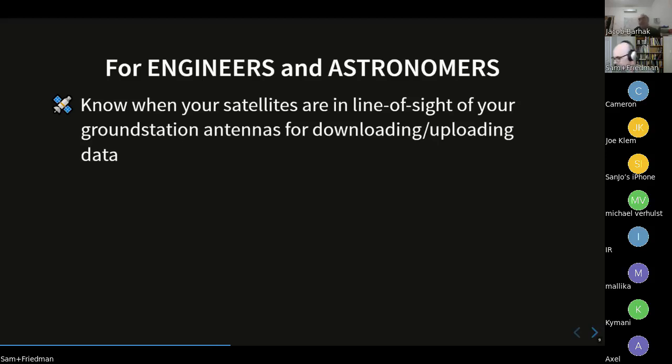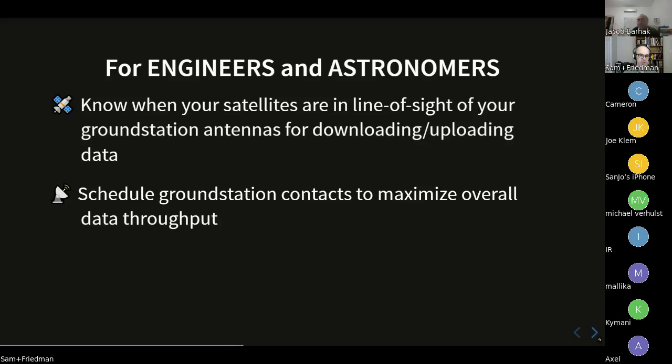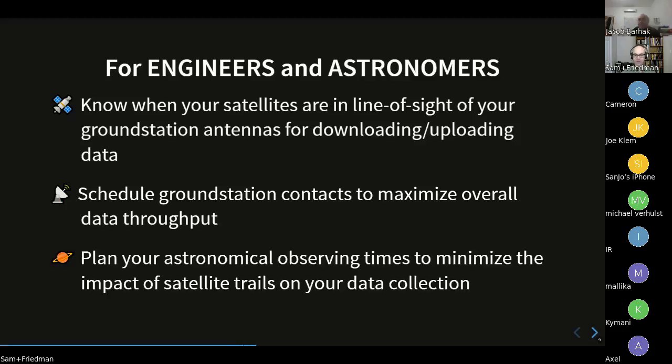In a more professional setting, if you are an engineer working for a satellite company or a research firm, and you have satellites in orbit, you need to know when they're going to be in line of sight of your ground station antennas for uploading and downloading your data. You can use that information to schedule your ground station contacts to maximize overall data throughput. If you have many antennas and many satellites, how to know when to schedule download and upload times to communicate with your equipment. Or if you're an astronomer, you can plan your astronomical observing times to minimize the impact of satellite trails in your data collection.